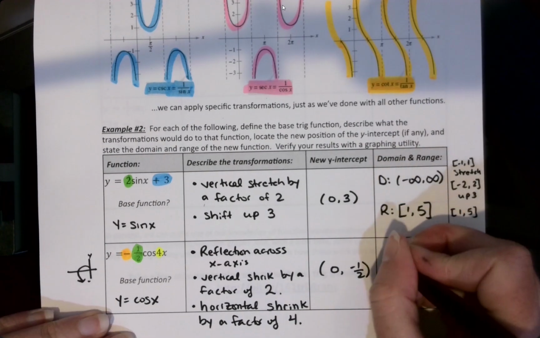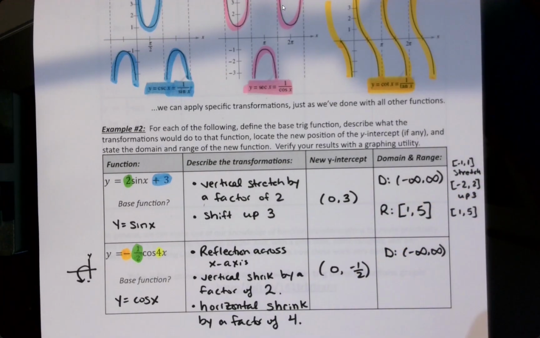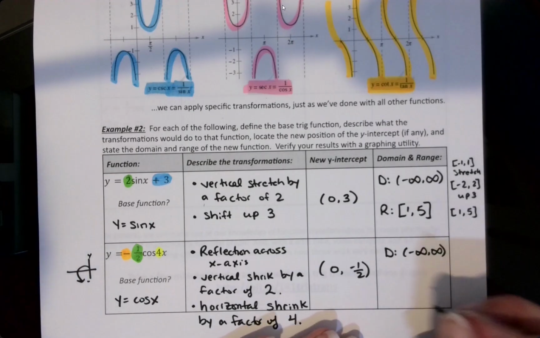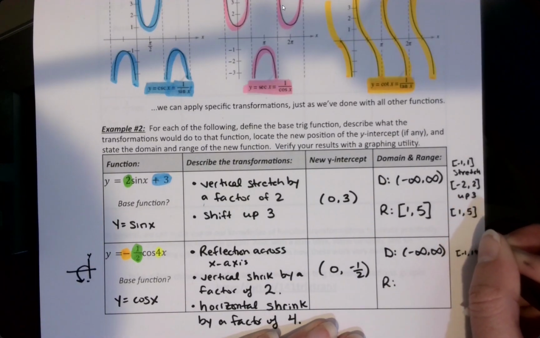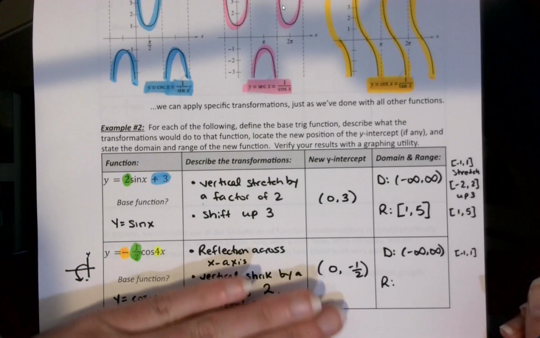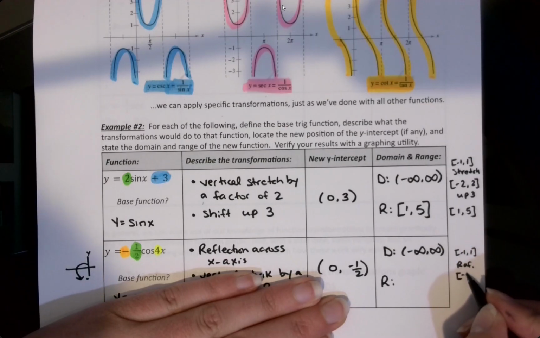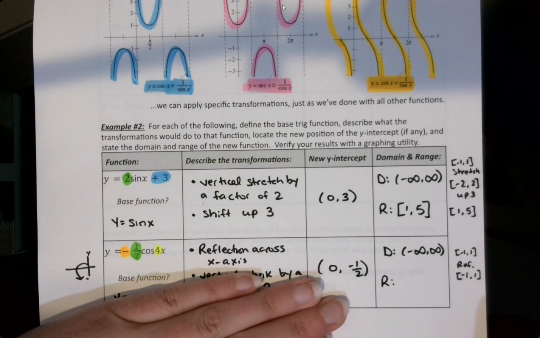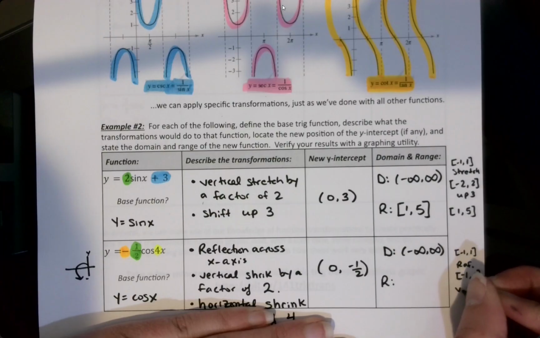Domain and range. So the domain is -∞ to infinity, same as it was for the parent function. The range, that's going to change. So our range would have been -1 to 1. The reflection isn't going to change that because this 1 is going to turn into a -1 and this -1 is going to turn into a +1. So reflection doesn't change the range, but the vertical shrink does.